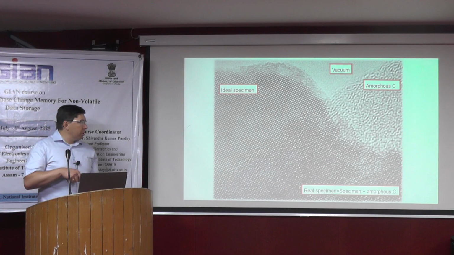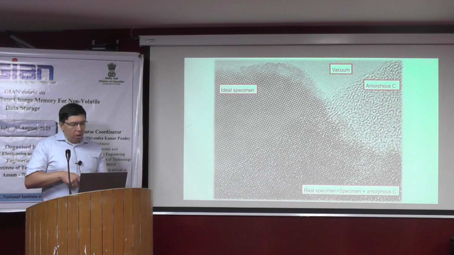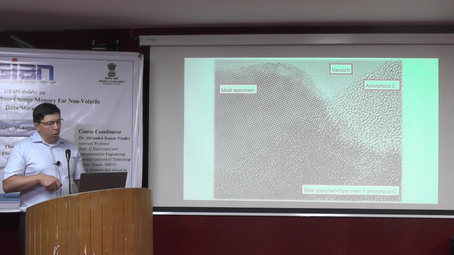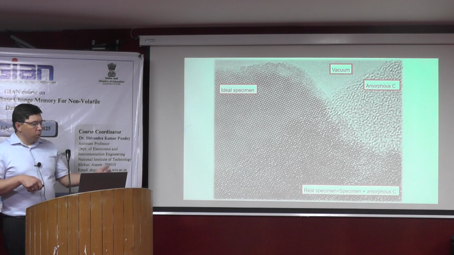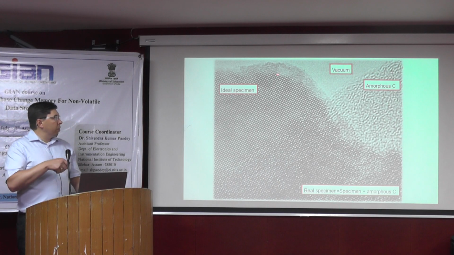But if you combine this pretty nice ideal specimen with amorphous carbon, this is the usual situation in your work, then you can recognize that the intensities of the atomic columns are changed here. You have darker regions. So maybe you think you have defects, but it's not, because here you have a superposition of your ideal specimen and amorphous carbon, and this influences your electron wave, which goes out of the specimen. So in the ideal case, you have to prepare the specimen which looks like this.